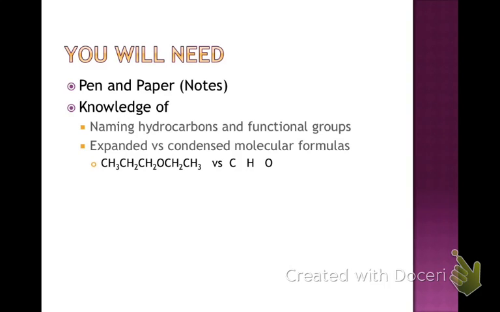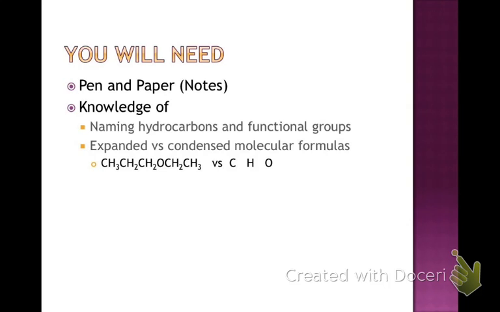So for today's video you'll need pen and paper for your notes, knowledge of naming hydrocarbons and functional groups, so making sure you go back to the homologous series video and the video on functional groups just in case you're still a little shaky on it, and then knowing what the expanded versus condensed molecular formulas are.